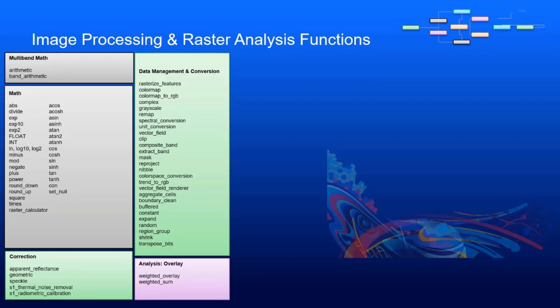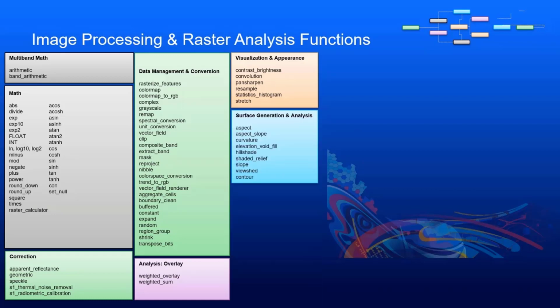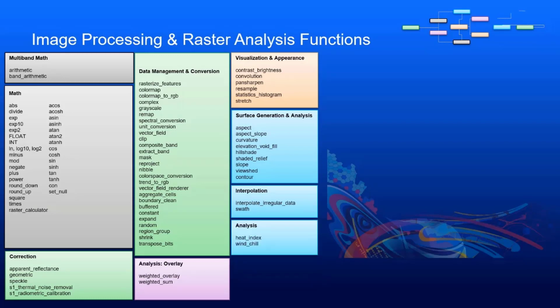We have functions related to overlay analysis like weighted overlay, weighted sum. Functions related to visualization and appearance are also present like contrast brightness, pan sharpen, resample. Functions related to surface generation and analysis like aspect, curvature, hill shade, contour. Interpolation functions are also present in the module like interpolate irregular data, swath. You can do analysis related to heat index and wind.